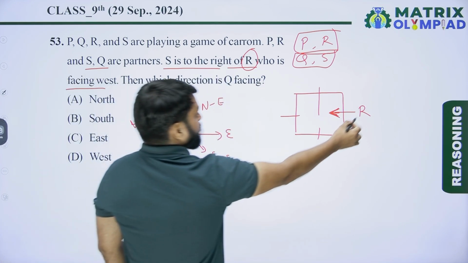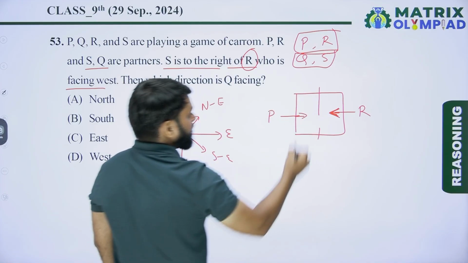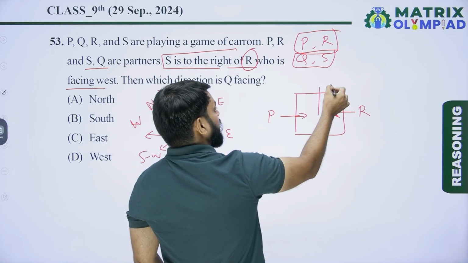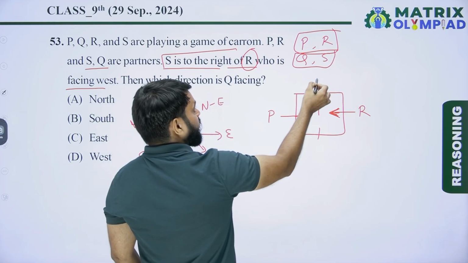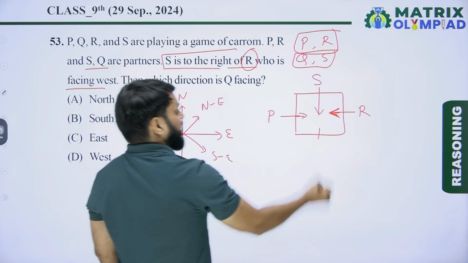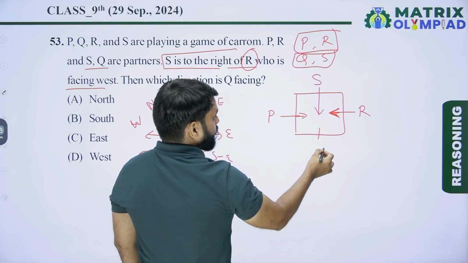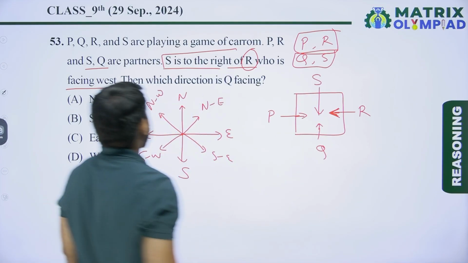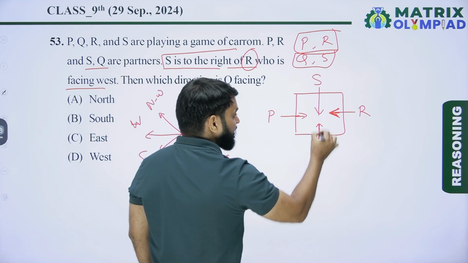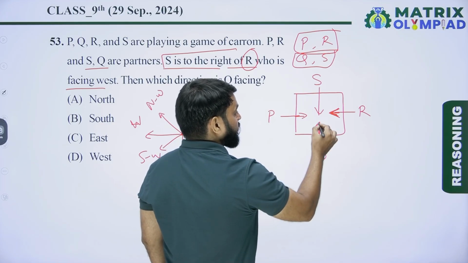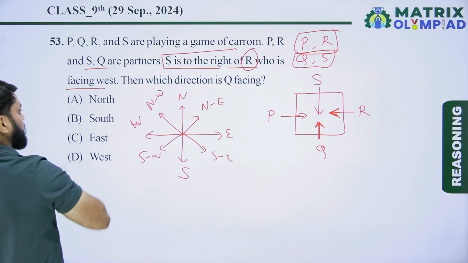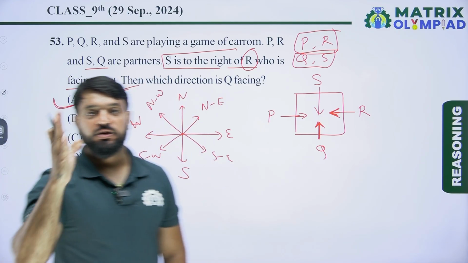Now the partner of R is P. Now here is P, and S is to the right of R. So this is the right direction of R, and this is the left direction of R. So here is S, because S is to the right of R. Now the partner of S is Q. Here is Q. So in which direction is Q facing? Q is facing towards the north direction. It means option A is the correct answer of this question.